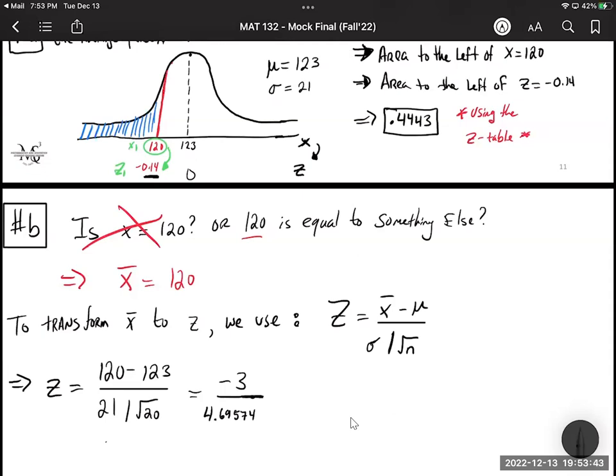Ruth, I think you should try again. I think you probably did 20 divided by square root of 20. 21 divided by square root of 20. Yeah, I got 4.69574. Okay, so now you take -3 divided by this value. -3 divided by 4.69574. If you round this to 2 decimal places, what do you get?